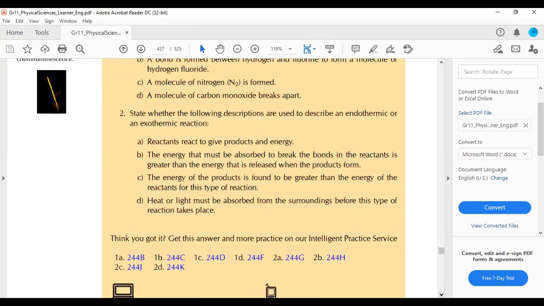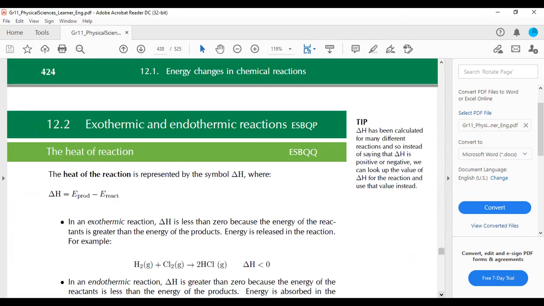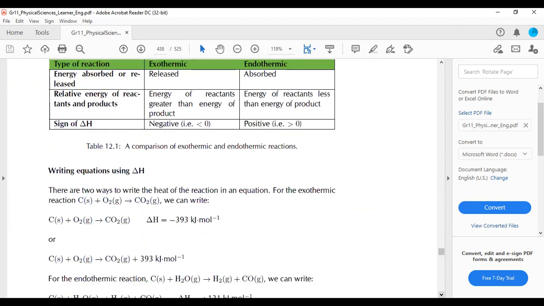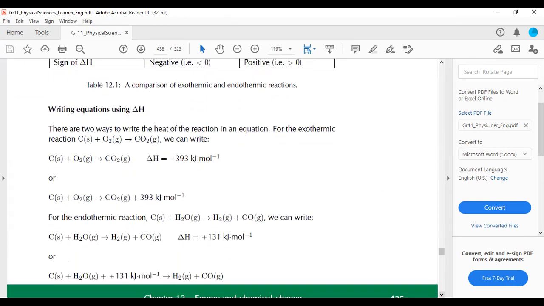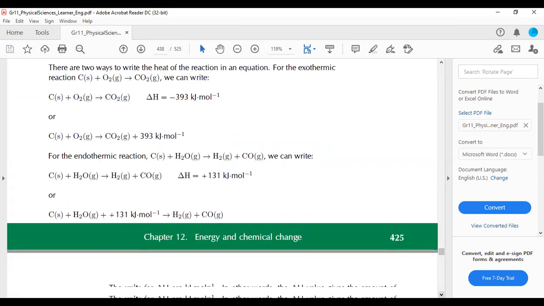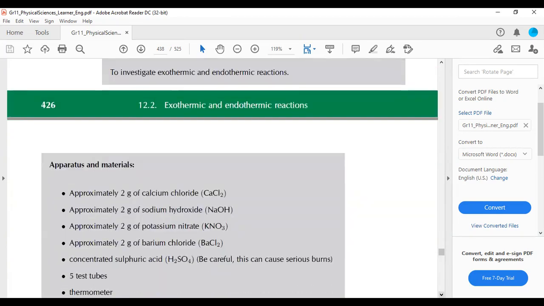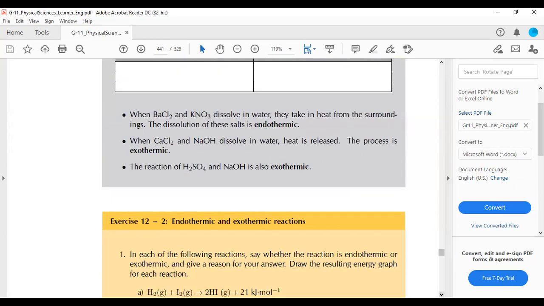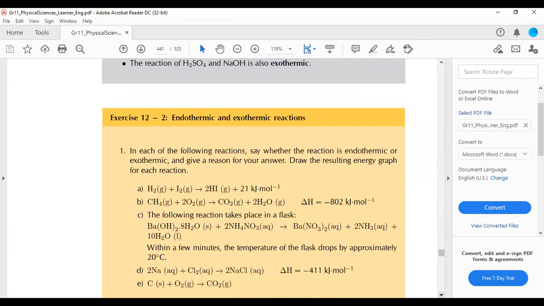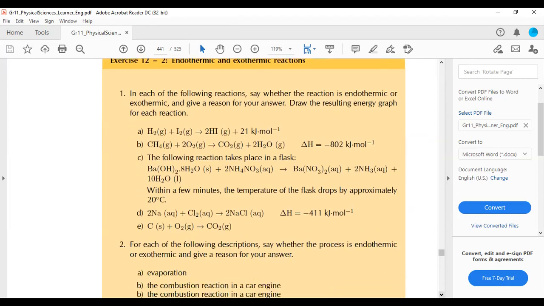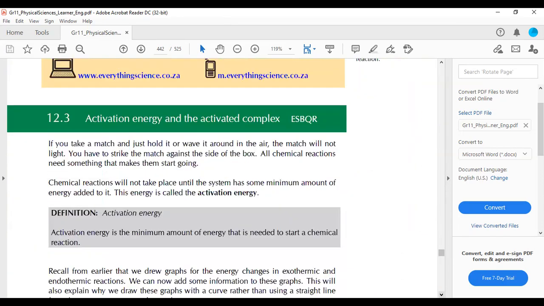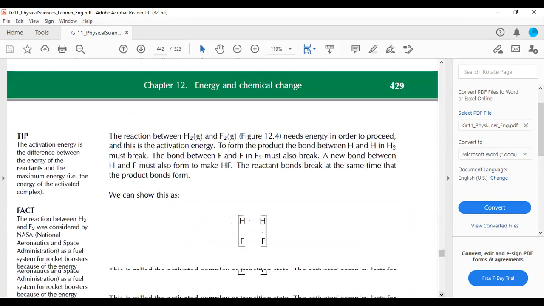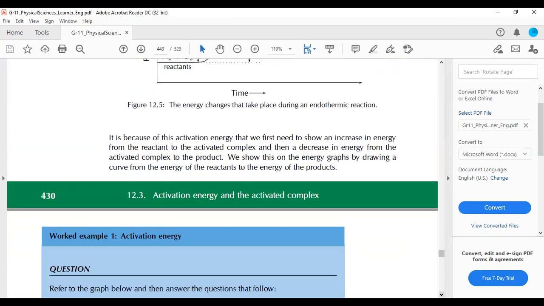So guys, thank you so much for this classroom. I hope that you can do some of these exercises as well, just to familiarize yourself with endothermic and exothermic reactions, because these things are going to be required for your exam. So can you please make sure that you understand the work?